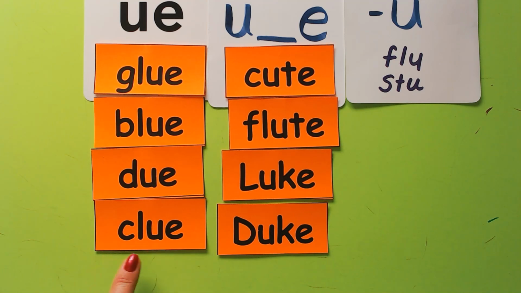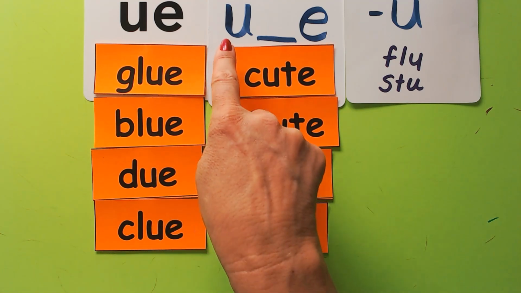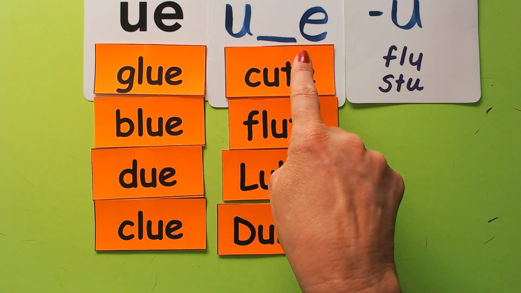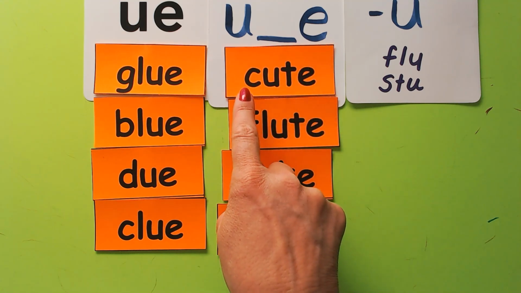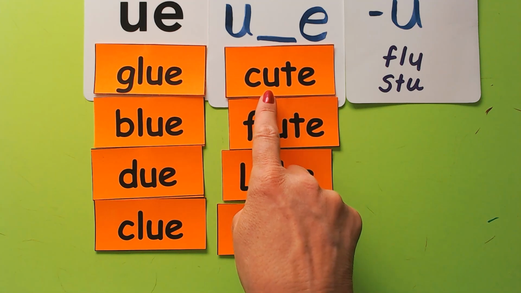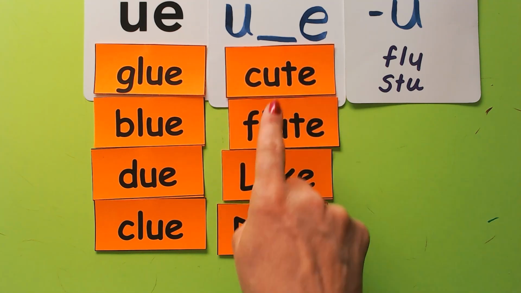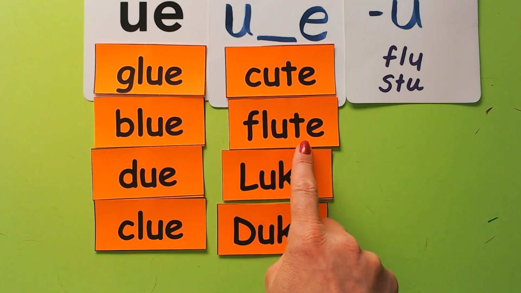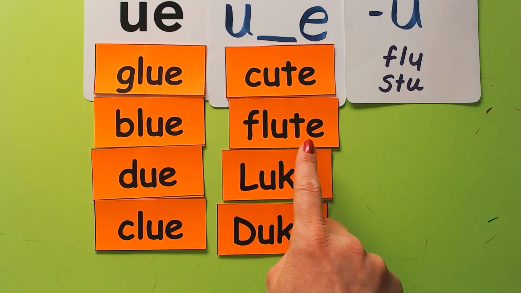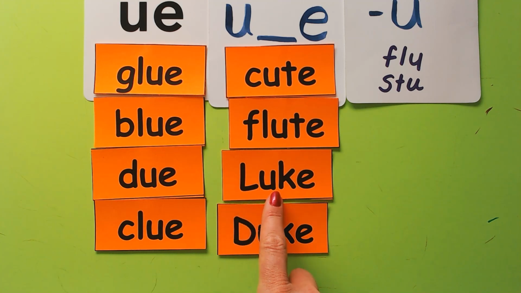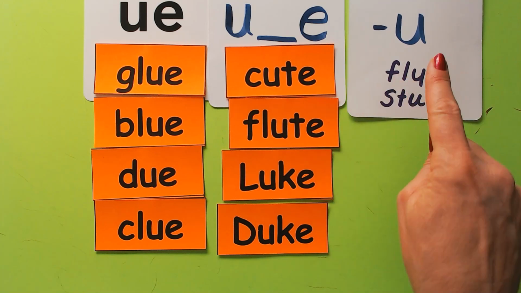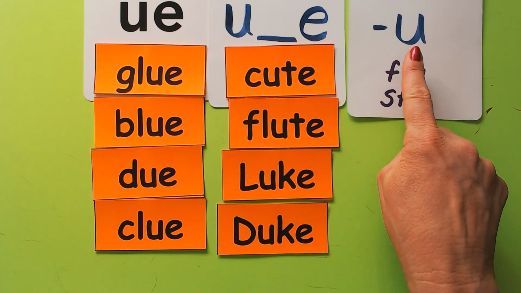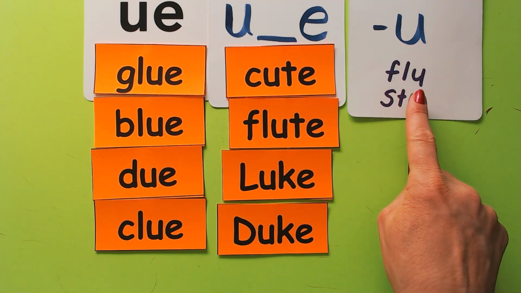Clue. Okay, now we have the U consonant E spelling for the OO sound. So this is cute. The U uses OO because of the E. Flute. You have to have the E there for it to say OO. Luke. That's someone's name, like Luke Skywalker. And Duke. Also, it's rare, but just a U can spell OO, like in the words flu and stew.